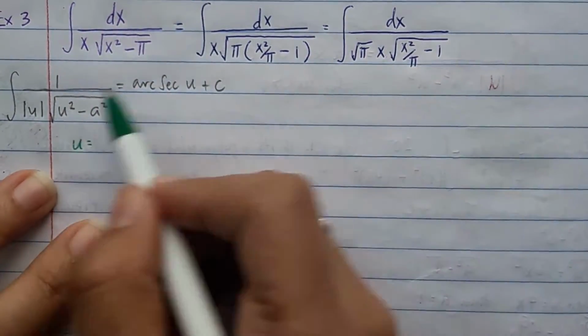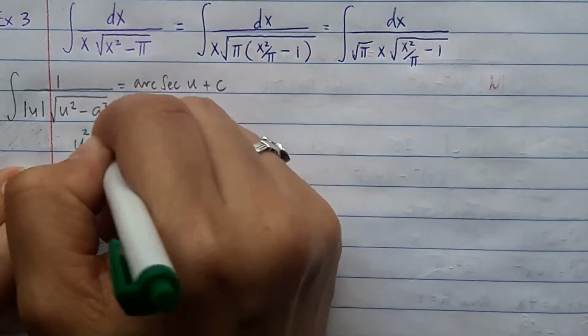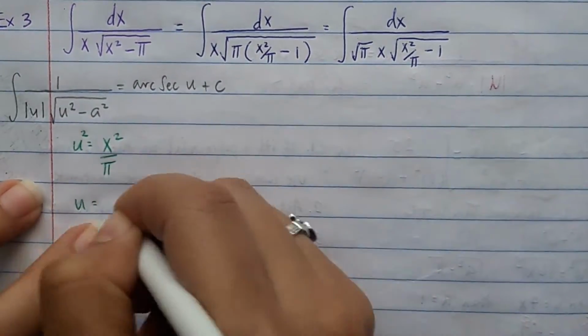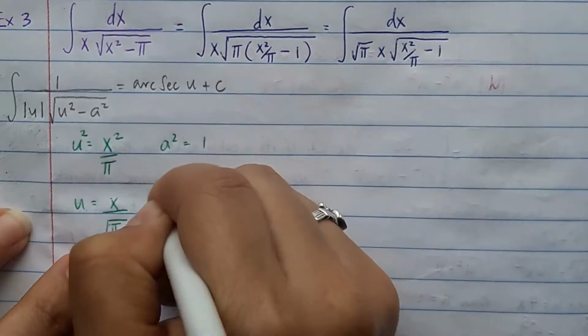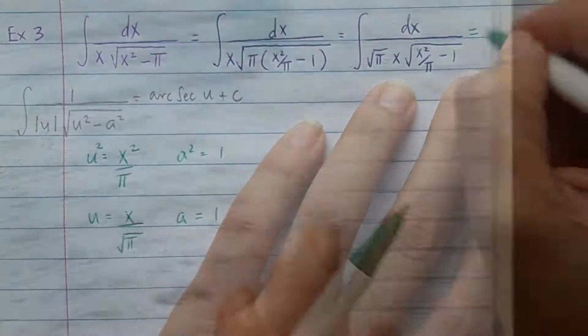So u squared is equal to x squared over pi, which means u is the square root of x squared, which is x, over the square root of pi. And then a squared is equal to 1, and that means rewrite it in squared terms.